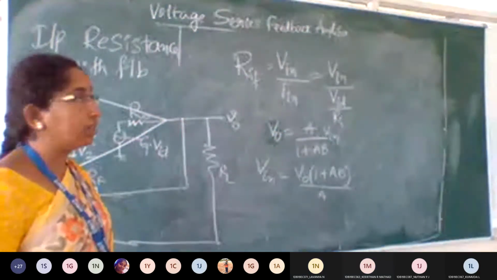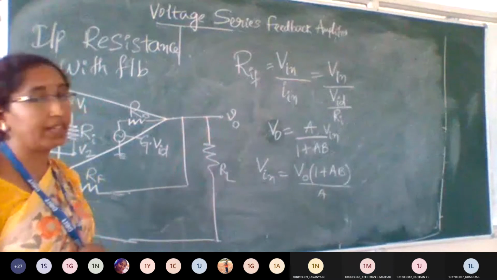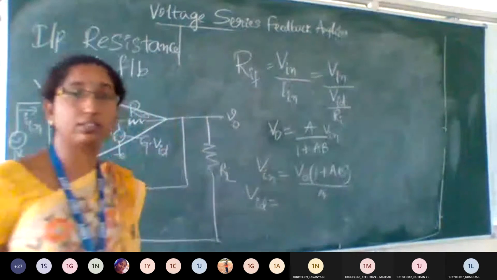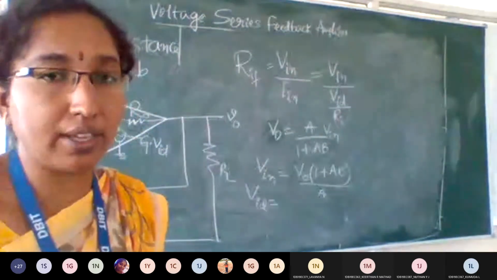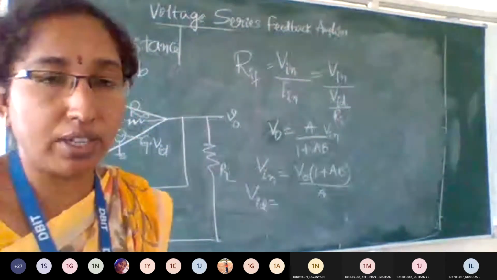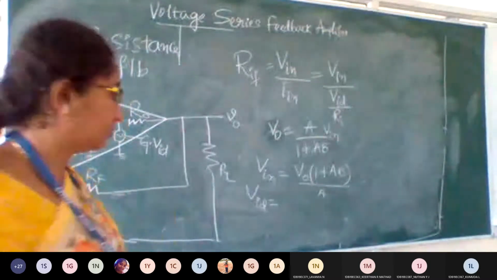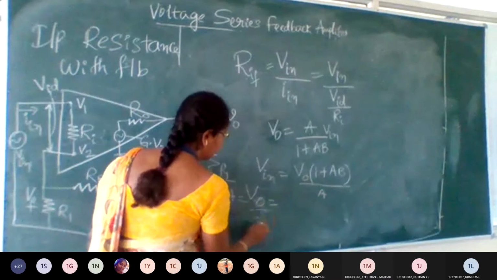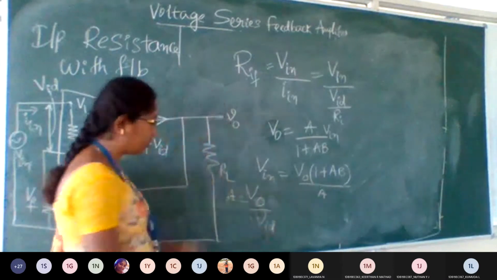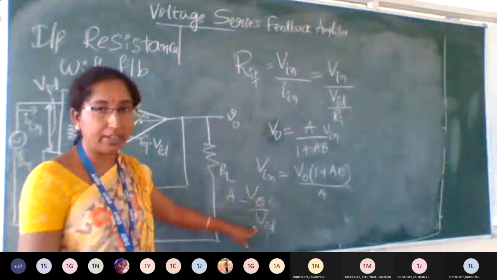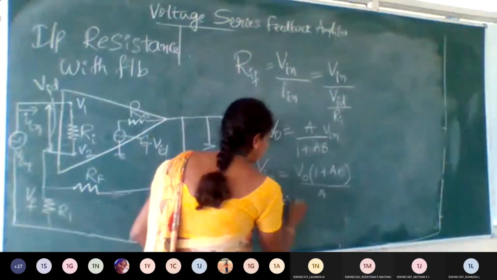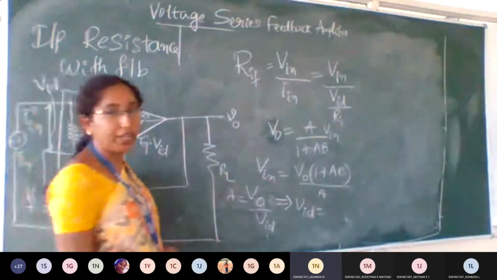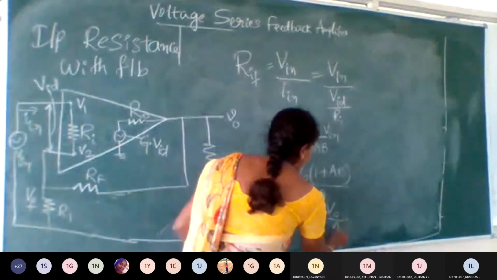Next, similarly, what is VID? How does VID come? What is the open loop gain? A is V naught by VID, where VID is V in minus VF. Open loop gain A is V naught by VID. From this, what is VID? VID is V naught by A.